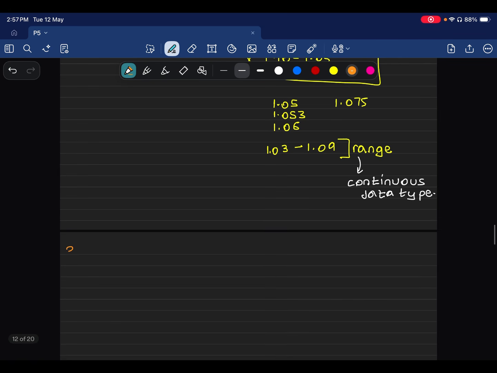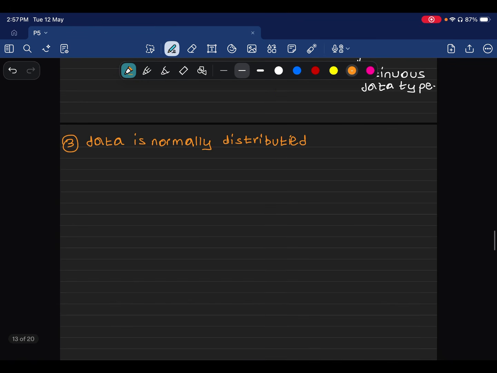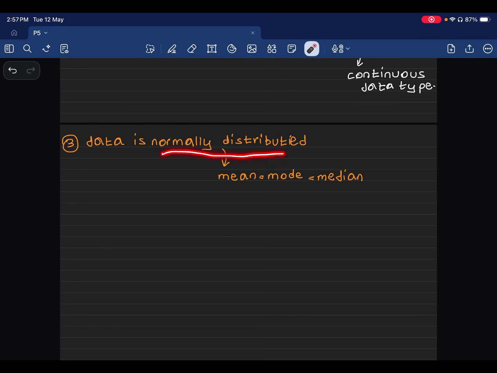All right. Condition number three. We need to make sure that the data is normally distributed. Now, what does normal distribution or data being normally distributed mean? What does that actually mean? When the mean is equal to the mode and that is equal to the median. In other words, the mean and the mode and the median. When all three of these are equal to each other, this is when you say that the data is normally distributed. And plus, there's one more thing which you need to know.